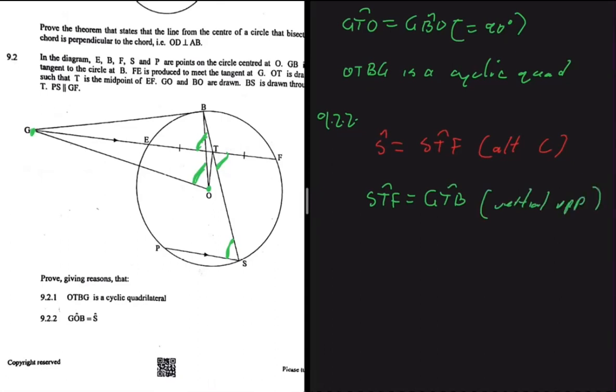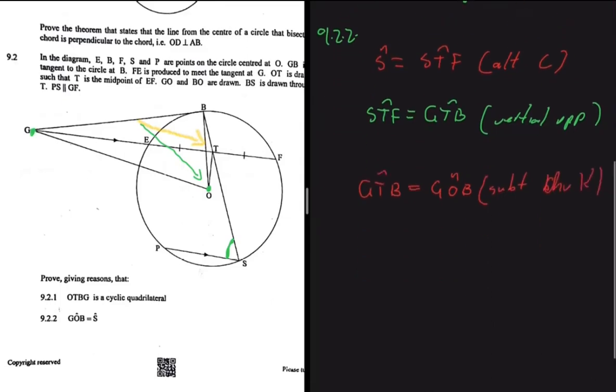Yeah, whatsoever the reason is, we know that STF should be equal to GTB, right? But I kid you not, GTB should be equal to GOB, right? GTB is being subtended by GB, and then GOB is also being subtended by GB. We've proved that OTBG is a cyclic quad, so we can get away with saying that, right? So here we're going to say that they've been subtended by the same chord.